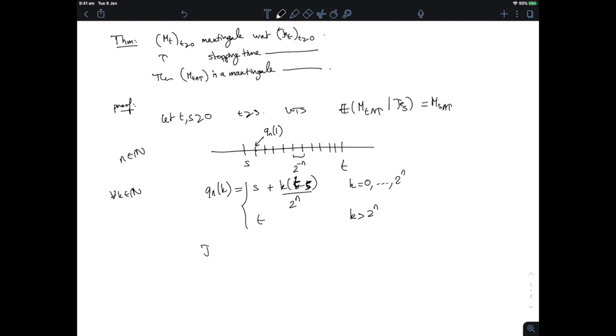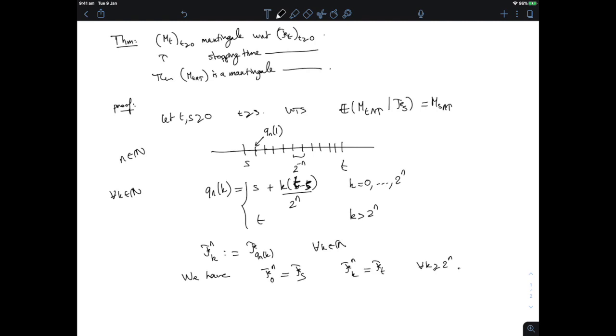Now I'm going to define the corresponding discrete filtration. F_{n,k} is going to be, by definition, F at the point q_{n,k}, for all k in the natural numbers. F_{n,k} is a filtration, and you can remark that we have F_{n,0} equal to F_S, and F_{n,k} equal to F_T for all k greater or equal to 2 to the n.